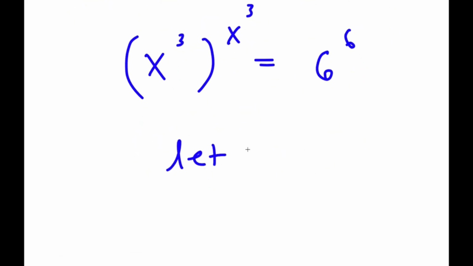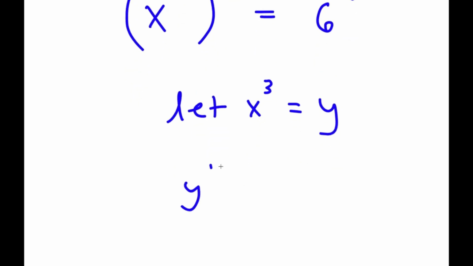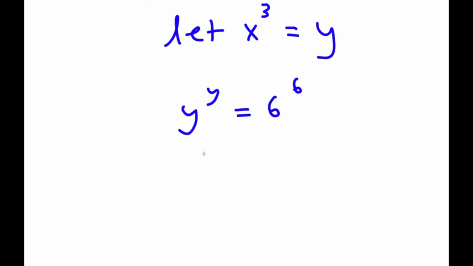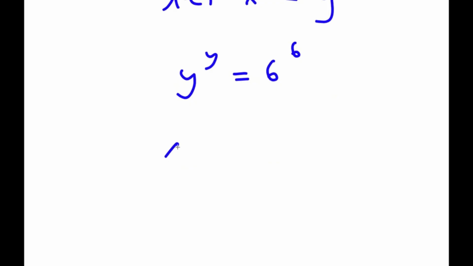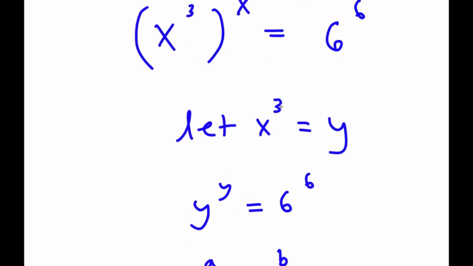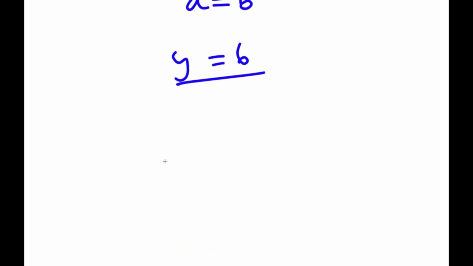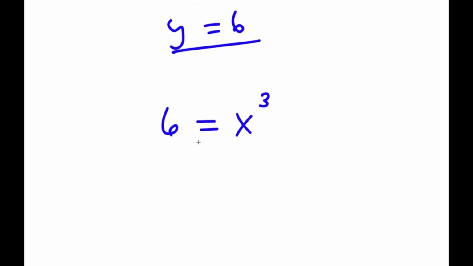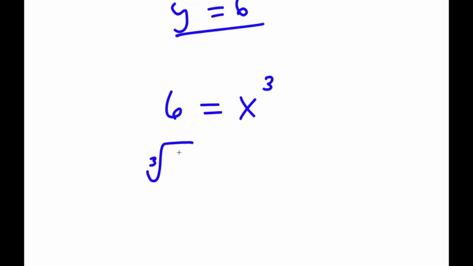Now I'm going to let x to the power of 3 equal to the variable y. So now I have y to the power of y is equal to 6 to the power of 6. And if I have something in the form a to the power of a is equal to b to the power of b, this means that a is equal to b. So in this case, y is equal to 6. Now remember we set x to the power of 3 equal to y, meaning 6 is equal to x to the power of 3. So to solve this, all I have to do is take the cube root on both sides, and I get the cube root of 6 is equal to x. So this is my answer.